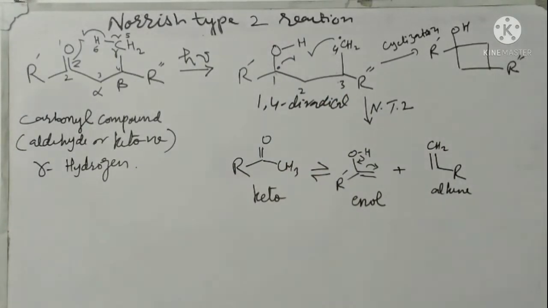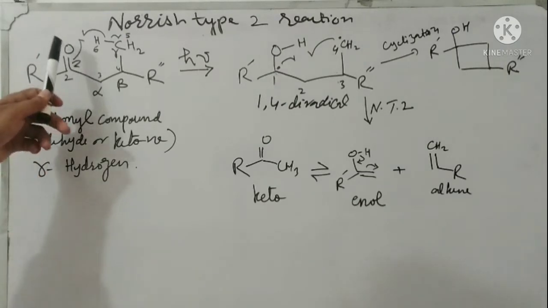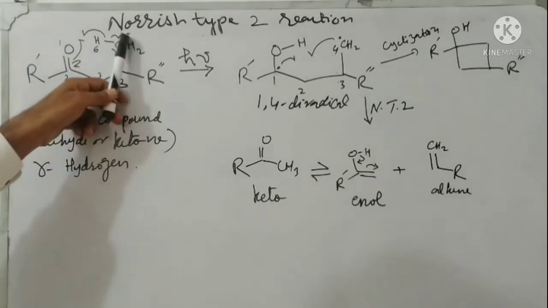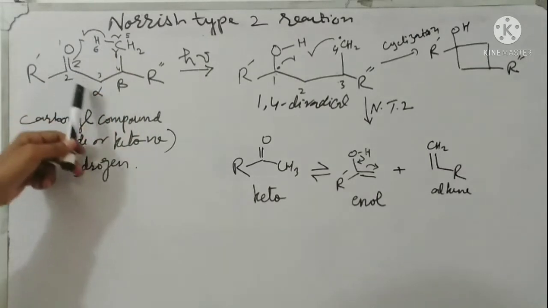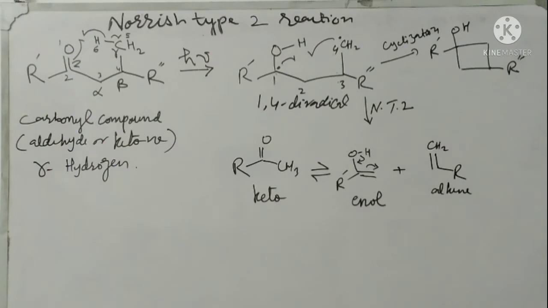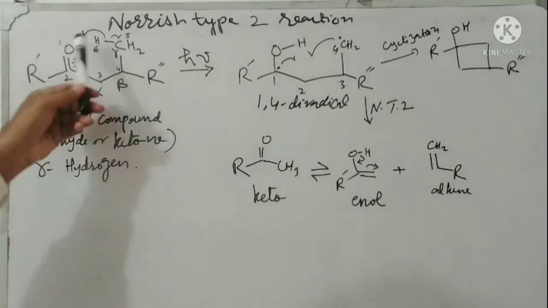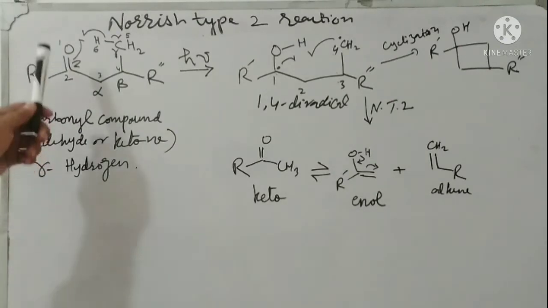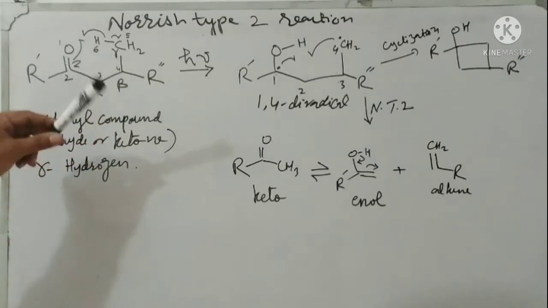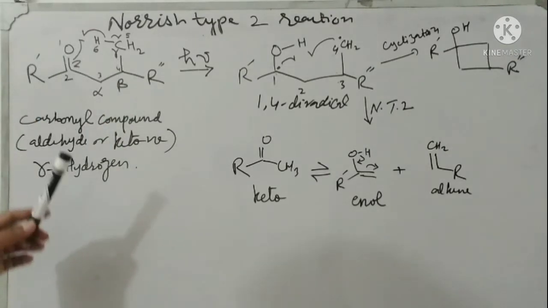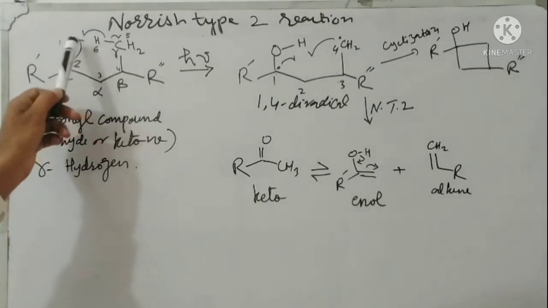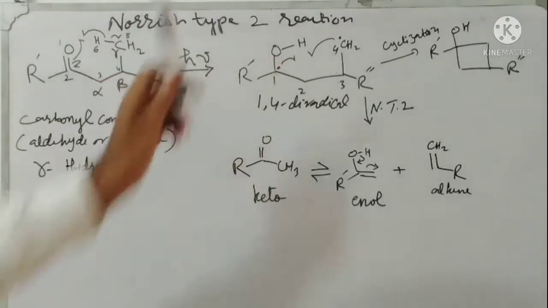If we count the number of atoms starting from the oxygen in the reactant molecule, this is 1 2 3 4 5, and this hydrogen is 6. So this is basically a 6 membered arrangement. Sometimes the reactant is written in such a way that you cannot recognize it, so you have to count the number of atoms. If there are 6, then we can do the Norrish type 2 reaction.